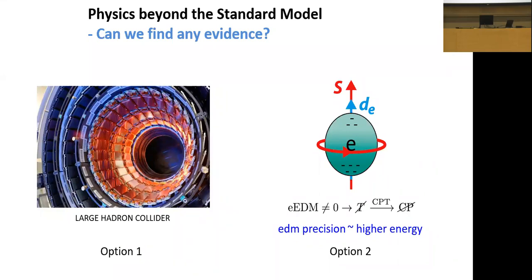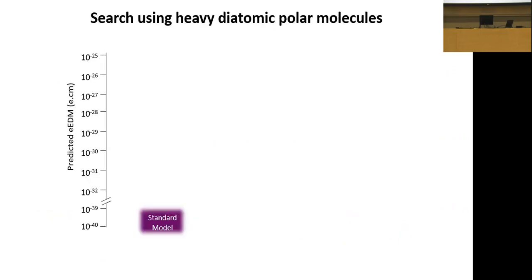So now the question is, how big would the EDM be, and how can we measure it? As Tanya explained, the standard model predicts an extremely tiny value. So it's in the unit of electron charge times centimeter. So 1 unit of e-cm means like 1 electron is displaced by 1 centimeter. So looking at these numbers, maybe you can guess how small it would be.